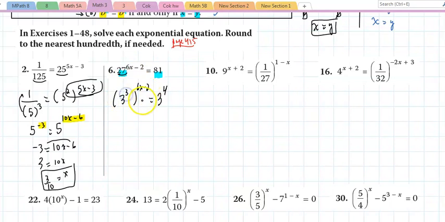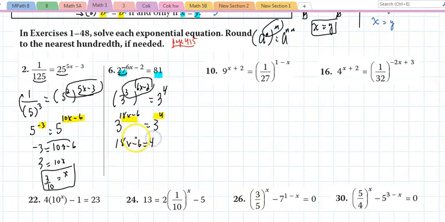27 is 3 cubed, and the property of exponents, right? If you have a to the n raised to the m, you end up multiplying those. So I need to multiply those. That will be 3 times the quantity 6x minus 2, you distribute, that will be 18x minus 6. And once the bases are the same, automatically you set the powers equal, and you solve your problem. Add 6 to both sides. And if I divide by 18, 10 over 18, if I reduce, that's 5 over 9. And there it is.